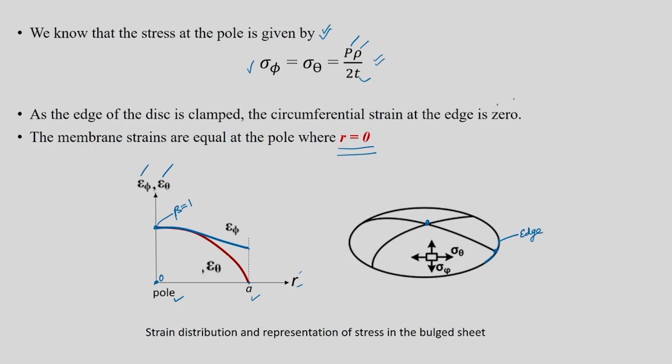So, the circumferential strain at the edge is 0. You will see that epsilon theta will go to 0, but epsilon phi will have some value. The one corresponding to this will be 0 at the edge, and this one will have some value, which is what is given in this particular graph. And you will see that from the pole region to A, both the strains are going to decrease.